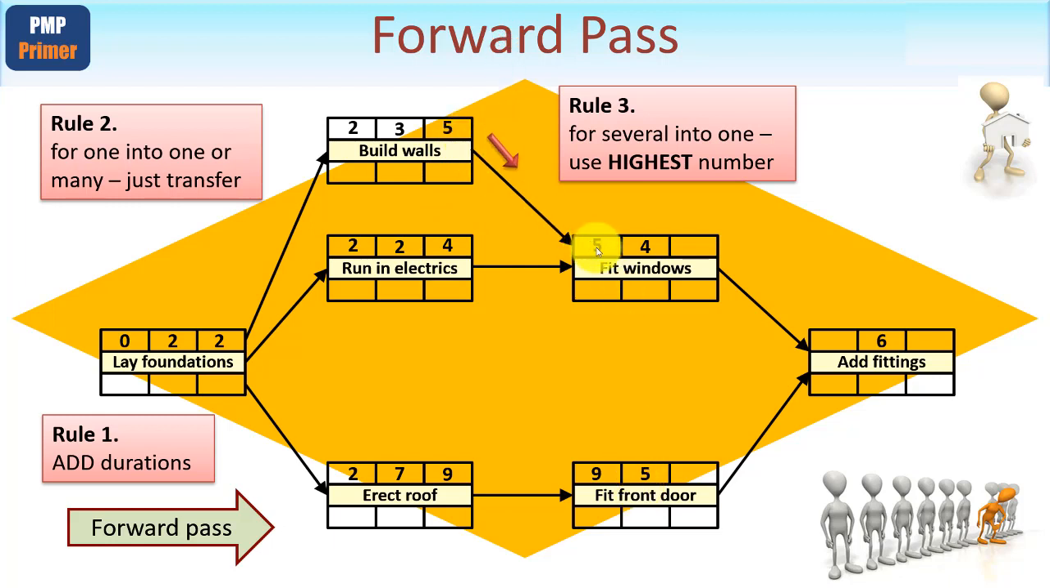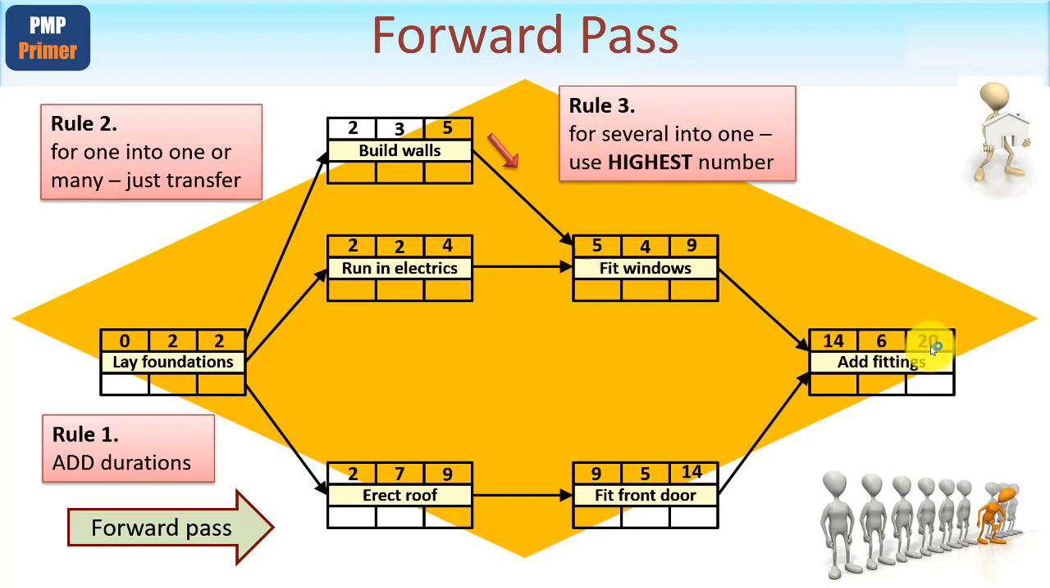Now we add the duration to that. 5 plus 4 gives you 9. In fact, we can do the same down here, can't we? 9 plus 5 gives you 14. Well, now we've got a decision to make, since we've got 2 into 1. Well, it's not a problem, because I've already given you rule 3. Use the highest number, 9 or 14, it's got to be 14. 14 plus 6 gives you 20.